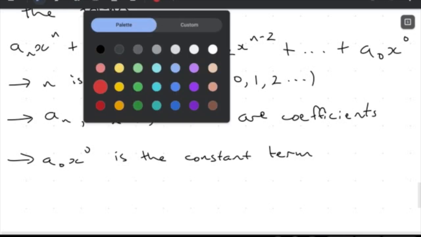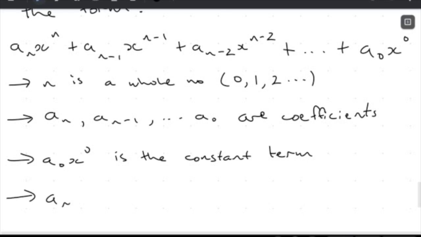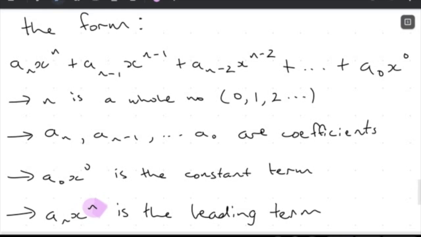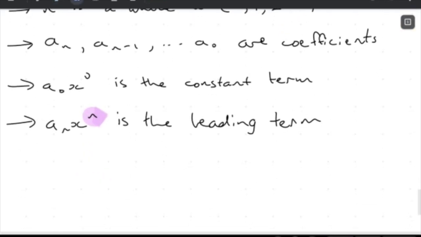And finally, our last definition is that a n x to the power of n is the leading term. In other words, the first term in our expression, and it will also have the highest power. Because think about it. If this is just any number, let's say it's 4, this is going to be 4 minus 1, 3. This is going to be 4 minus 2, 2, all the way down to 0. So when we write polynomials, we start with our highest power first, and then we go down in order of largest to smallest.